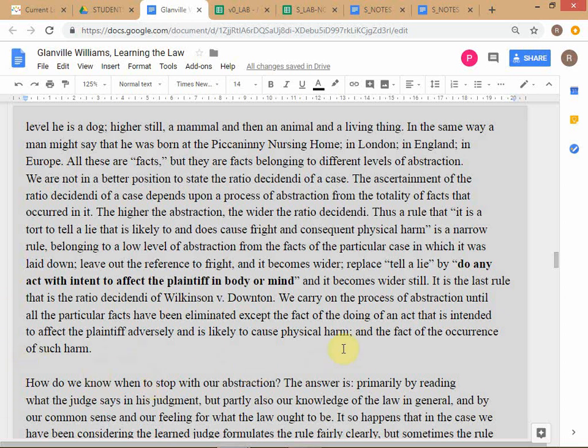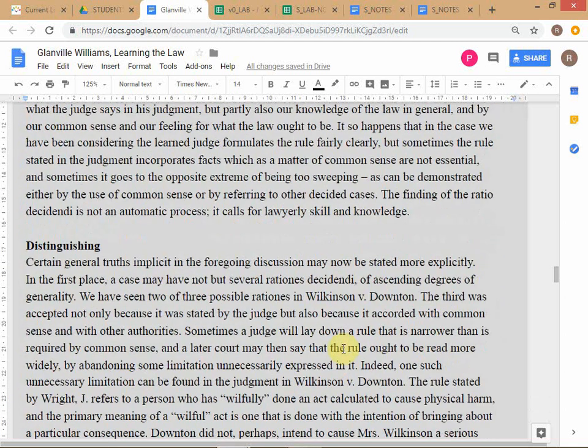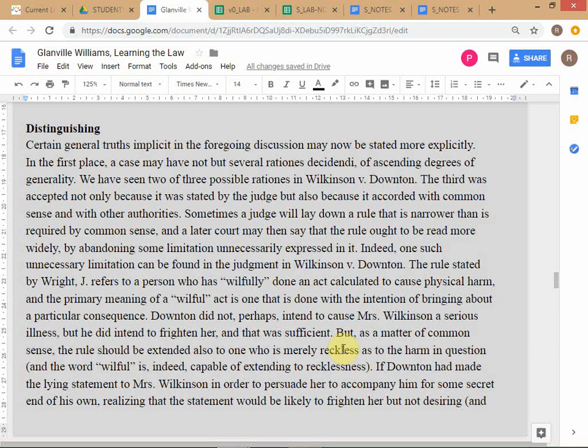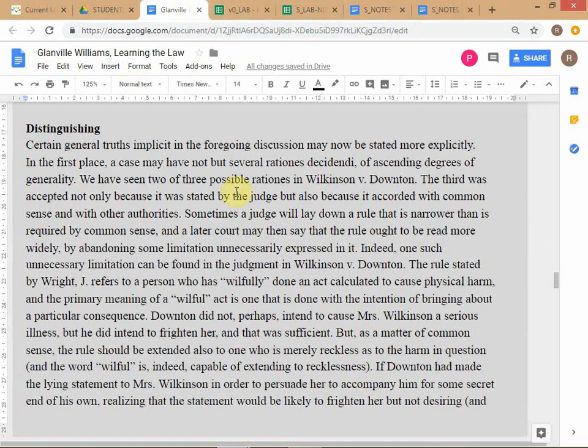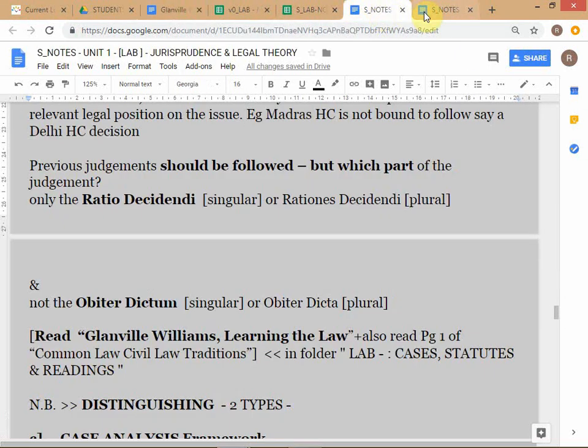Okay, so you have some idea now about what ratio decidendi is. Read on further, and then let's come to these important points of distinguishing. There are two types of distinguishing here. First is ratio decidendi, and as it also is mentioned in the Glanville Williams case, I'm not going to spend too much time on this. That is obiter dictum. Everything that your court says in its judgment, which is not essential to reaching the conclusion in the case. The court may opine on a host of other issues, but you just have to take a very parsimonious view. Do you want to understand what is parsimonious?